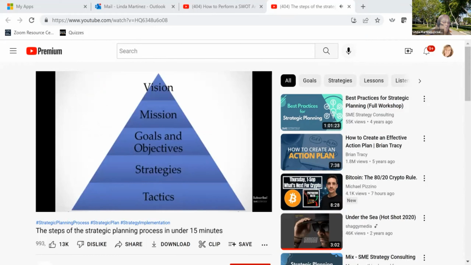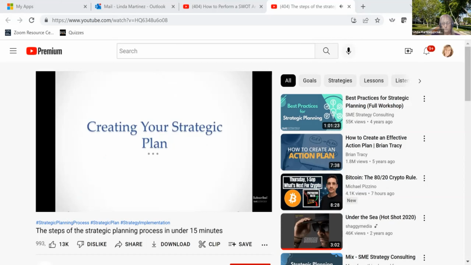This is the overview of the strategic planning process. So it starts with the vision, where are we going? Then you'll get there by accomplishing your mission. You'll have goals and objectives along the way that help you accomplish your mission, that help you accomplish your vision. And then the strategies, how are you going to accomplish your goals? And the tactics are the individual pieces to your strategic plan.